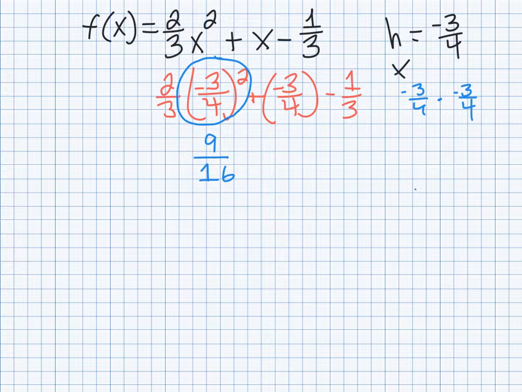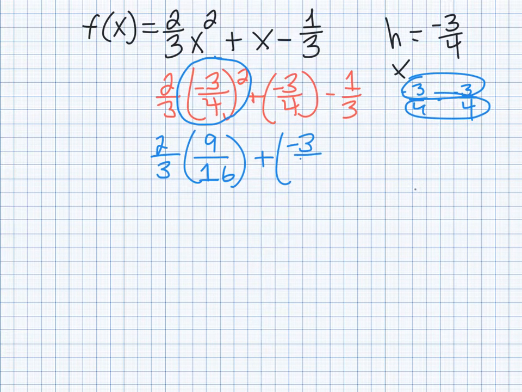So remember, all you got to do is multiply straight across when you're multiplying fractions. So then I've got 2/3 times 9/16 plus negative 3/4 minus 1/3. Alright, next thing I got to do, multiplication.